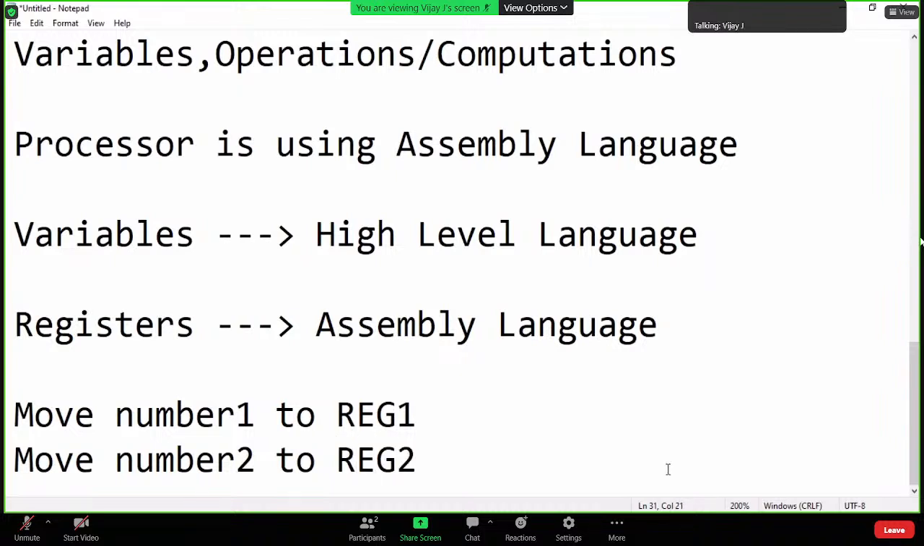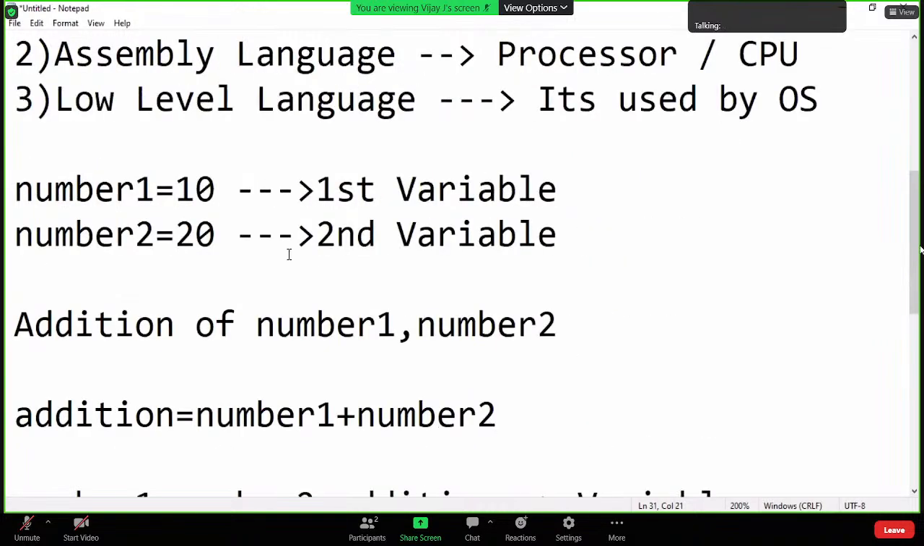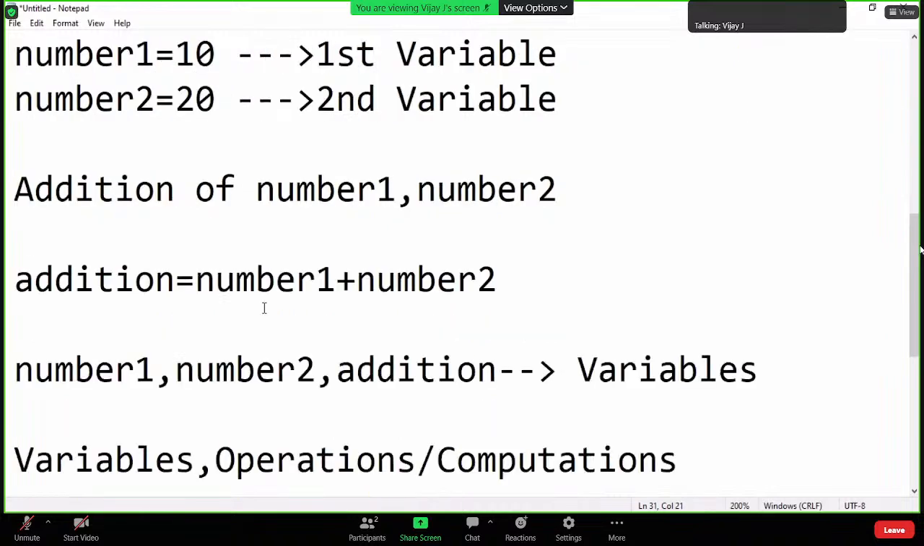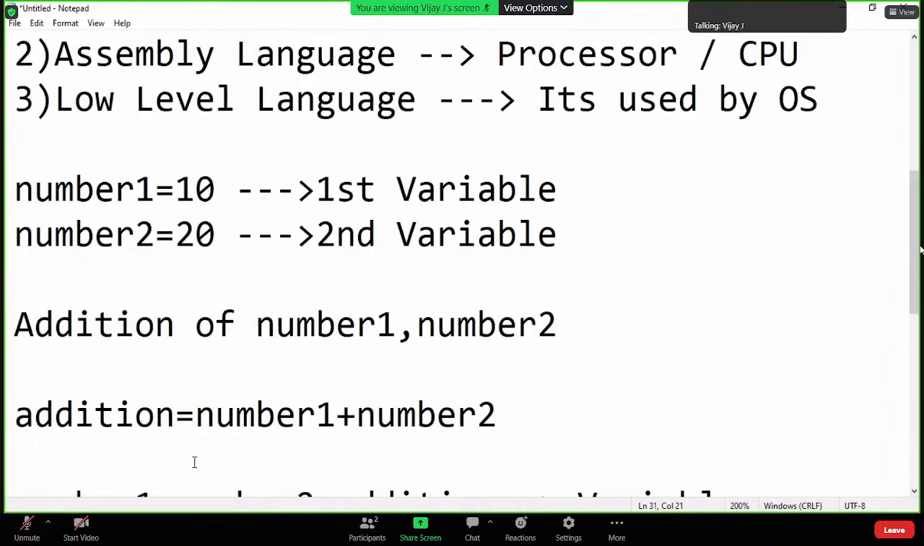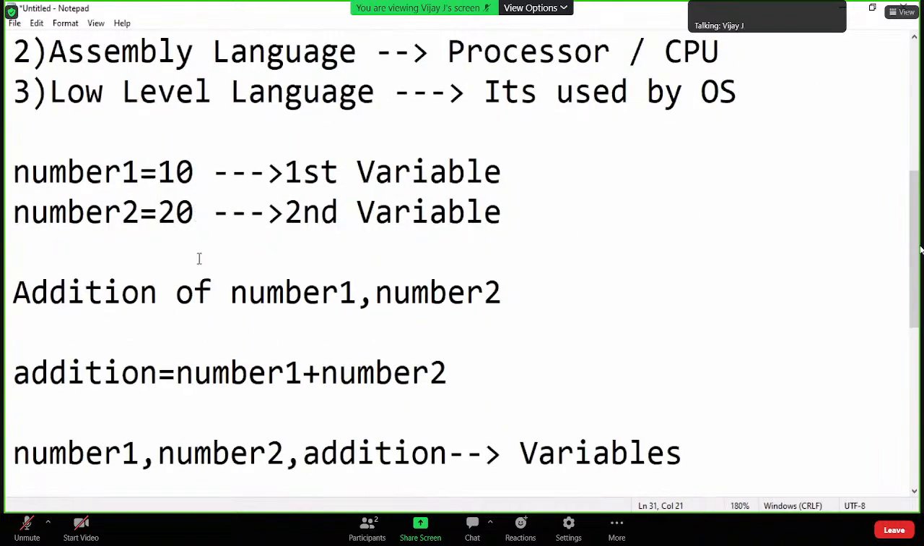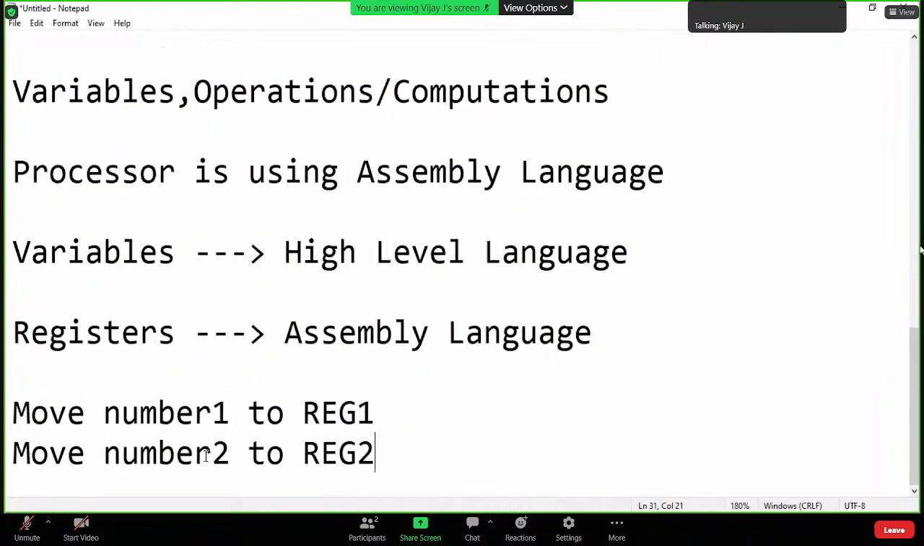So what is moving where? For example, number 1 contains 10. So the processor is moving the value 10 to register 1. Similarly, the processor is moving number 2. Number 2, as we can observe, is 20, right? It is moving this 20 value to register 2.